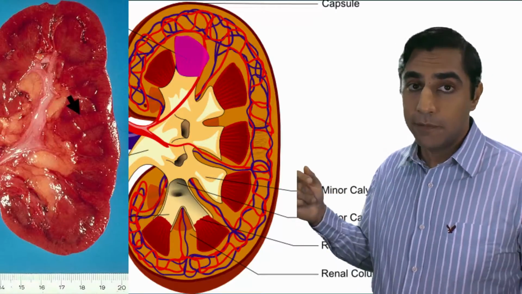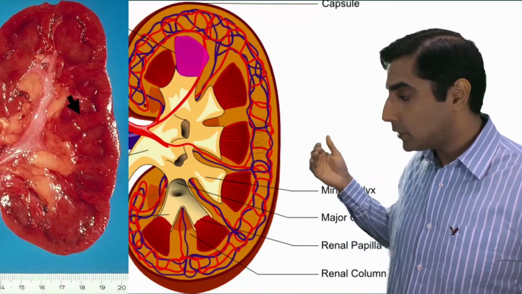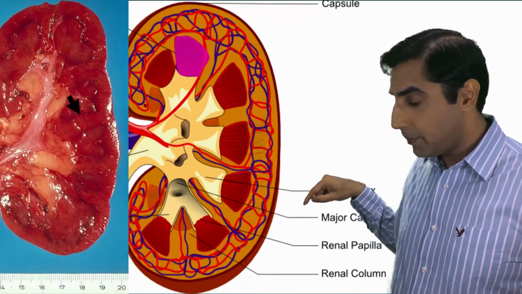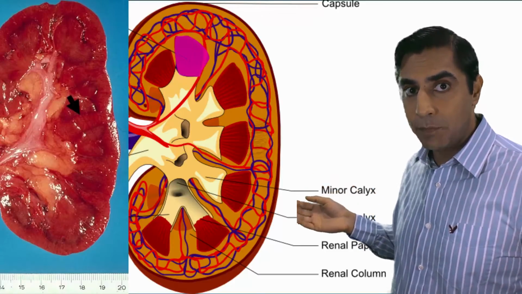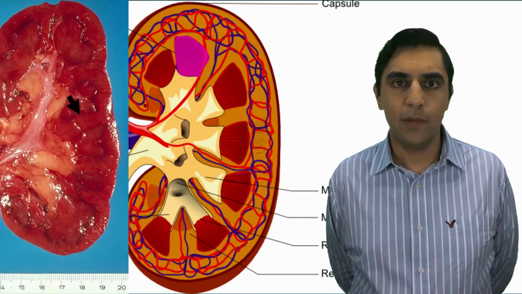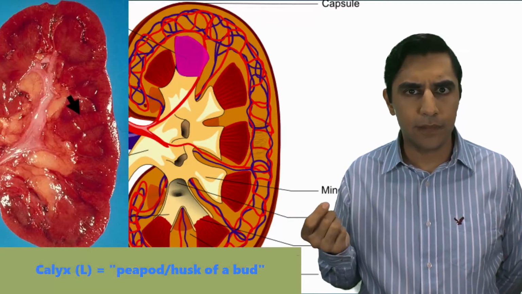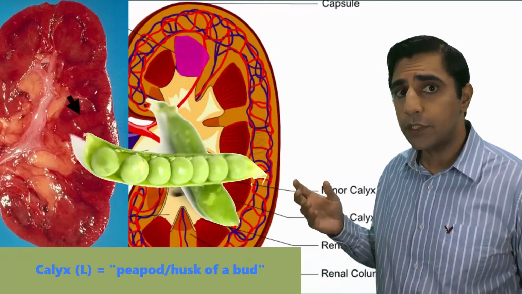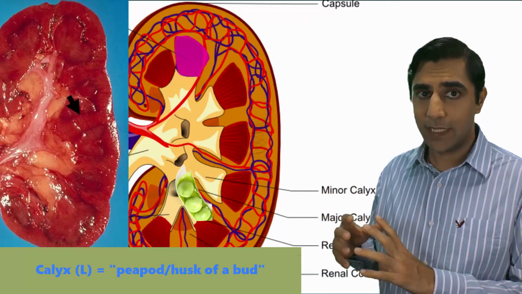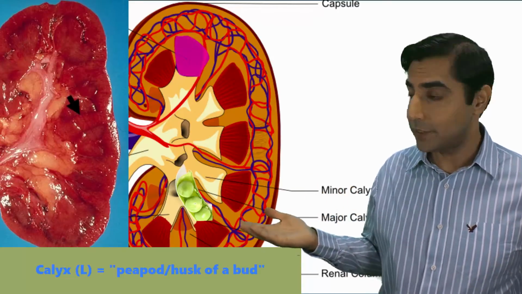As we'll see soon, the filtrate that passes through the renal tubule will eventually go into the collecting duct, and those collecting ducts will all unify at the base of the renal pyramid and drip, drip, drip into those minor calyces. Now the word calyx in Latin means the husk of a bud. Think more like the husk of soybeans or the pod of a pea pod. So the calyx is really just that husk, that empty pod. And as you can see, that pod is where the urine is going to flow.